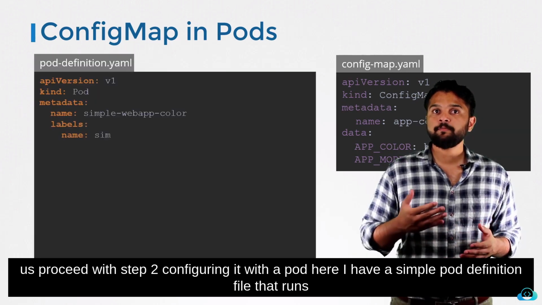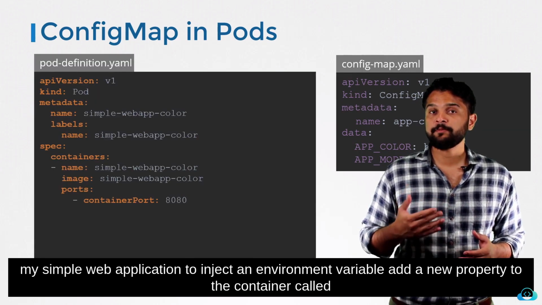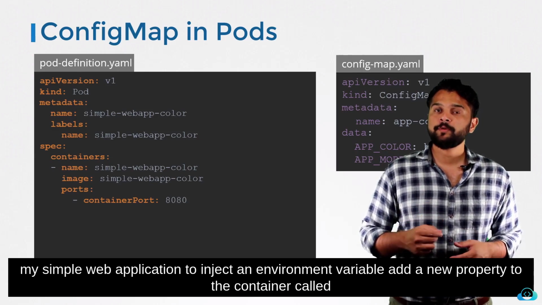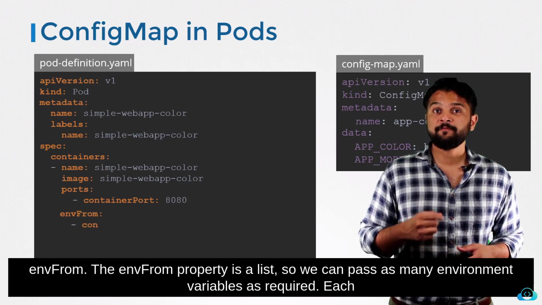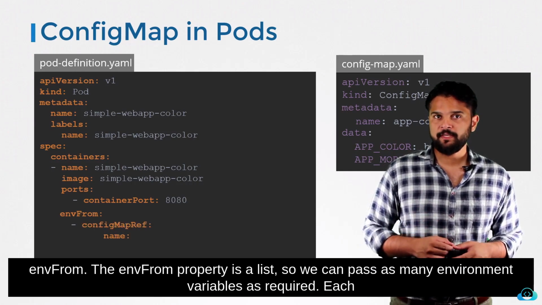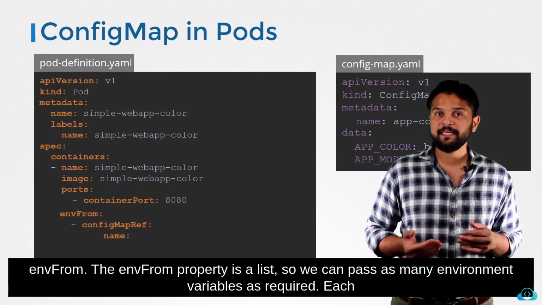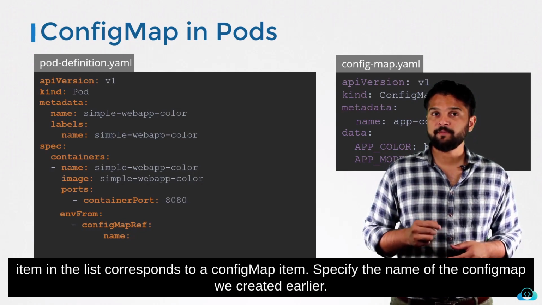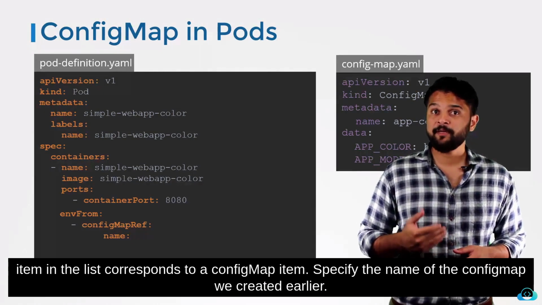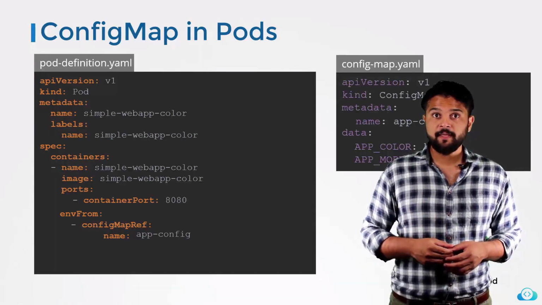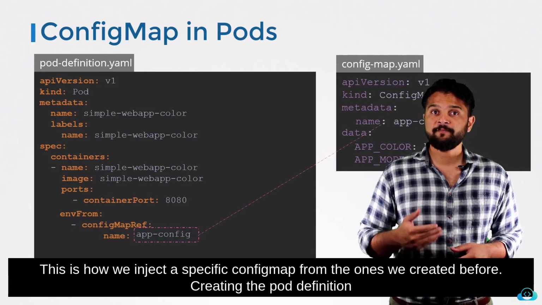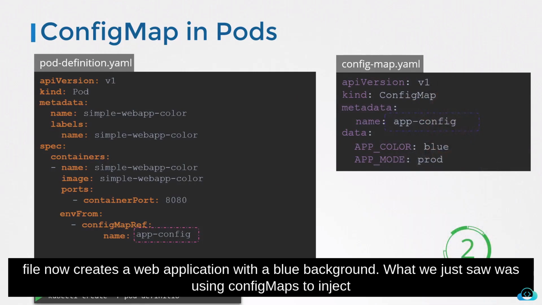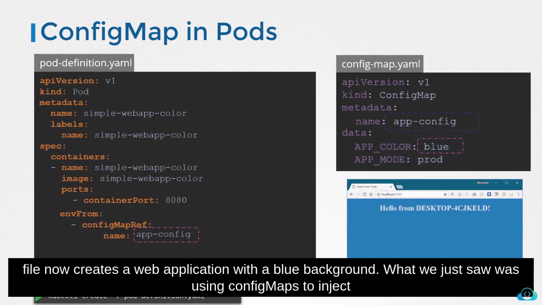Here I have a simple pod definition file that runs my simple web application. To inject an environment variable, add a new property to the container called envFrom. The envFrom property is a list, so we can pass as many environment variables as required. Each item in the list corresponds to a config map item. Specify the name of the config map we created earlier. This is how we inject a specific config map from the ones we created before. Creating the pod definition file now creates a web application with a blue background.